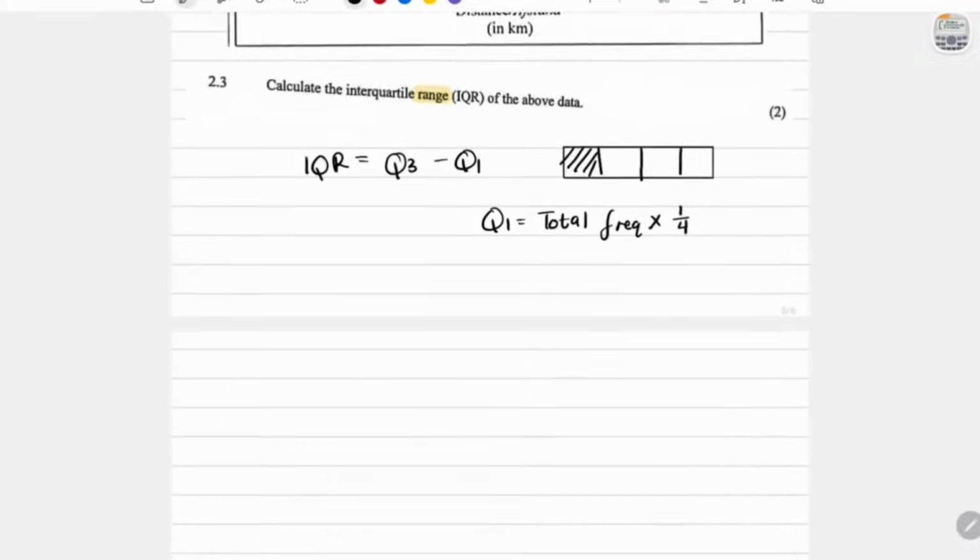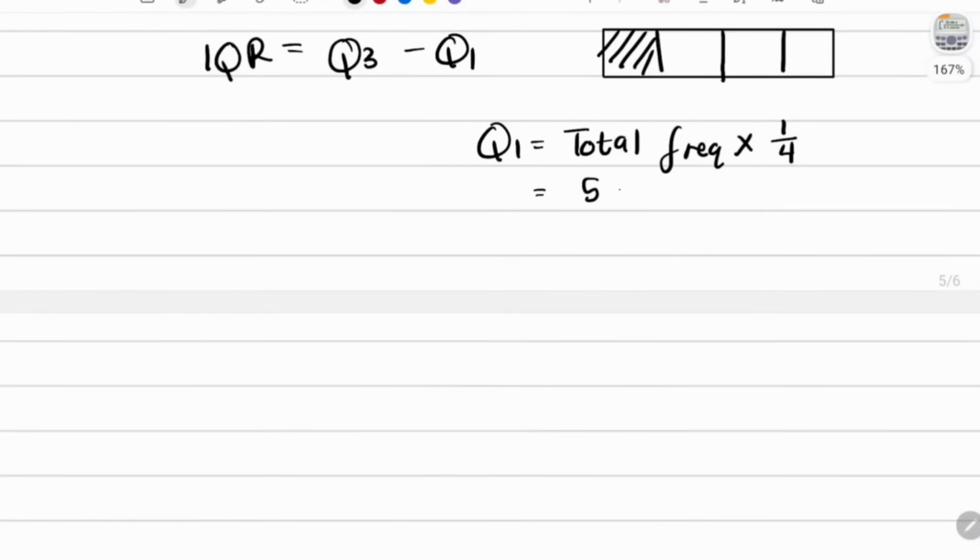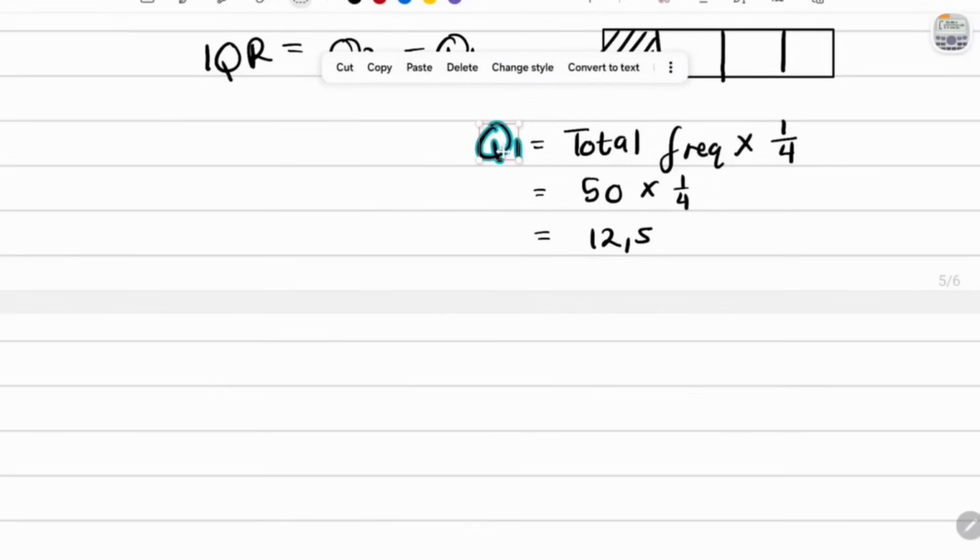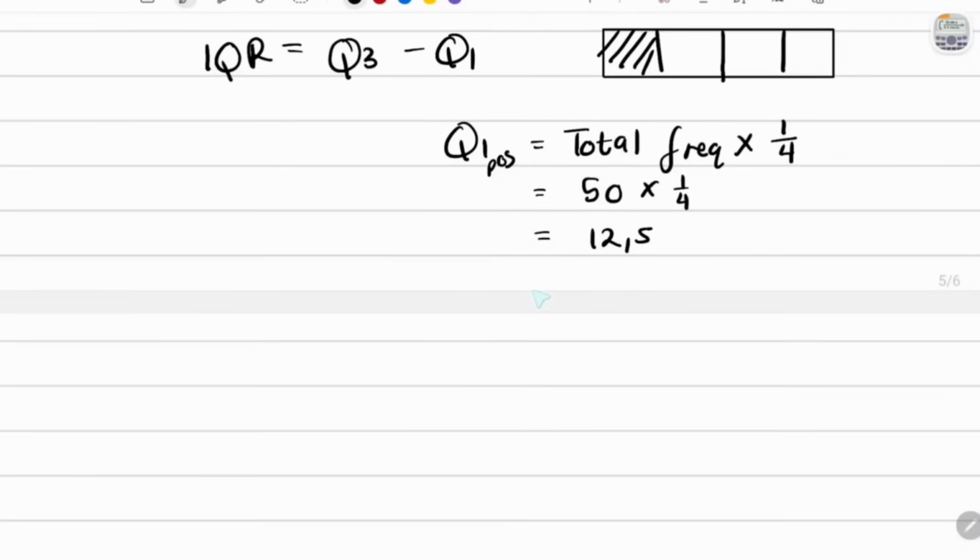So because of that, we're going to just say 50 multiplied by a quarter, which is 12.5, right? So 12.5. Now what do we do with this number? Remember I said that that's actually the position of the first quartile. We're taking this and multiplying it by that frequency. That'll just give you the position of it.